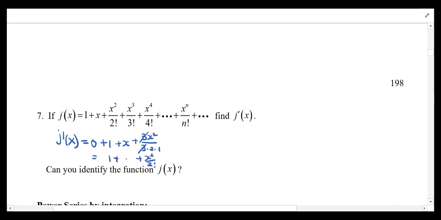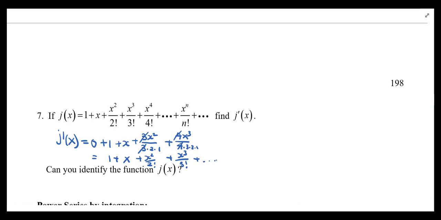Oh, interesting. 4x cubed is the next one, over 4 factorial, 4, 3, 2, 1. Well, that just simplifies to x cubed over, and the 4's cancel out, 3, 2, 1 is 3 factorial. Won't you look at that? And so on and so on and so on. What do you think is going on?